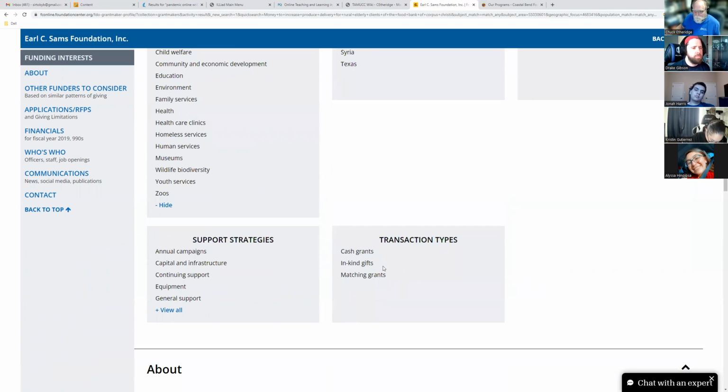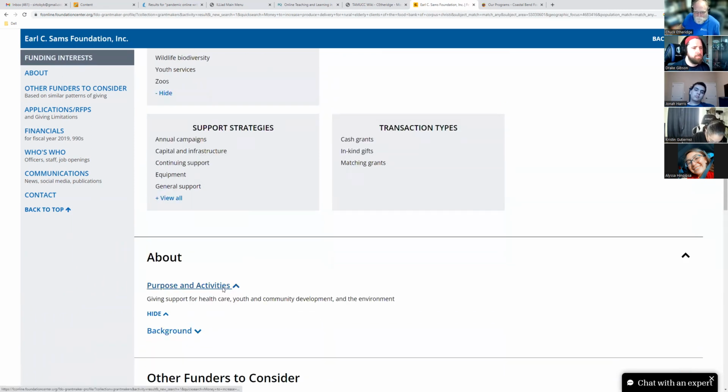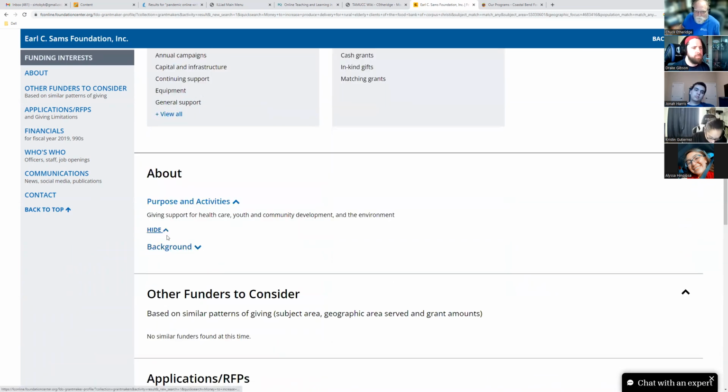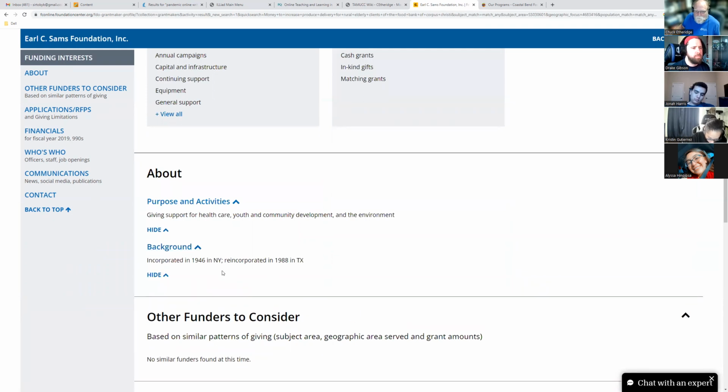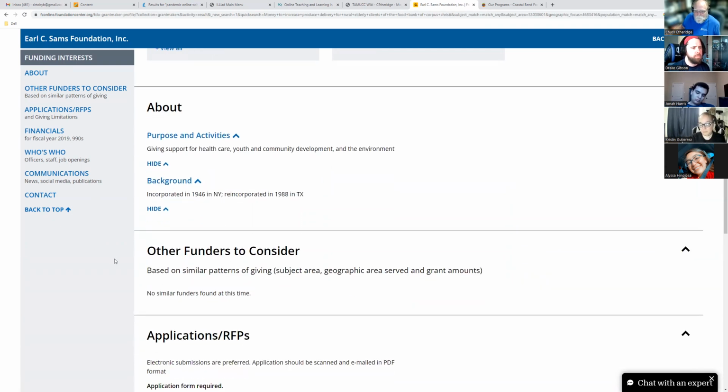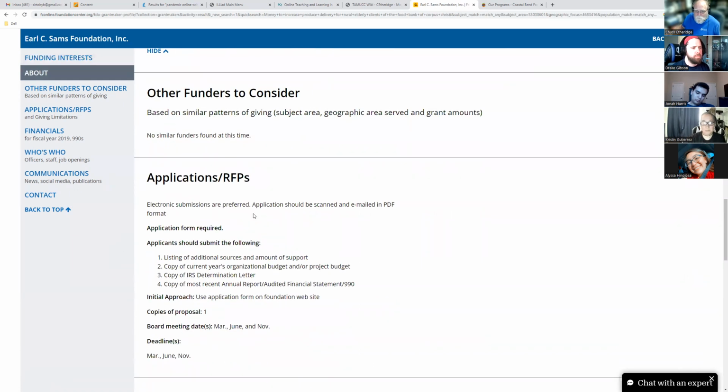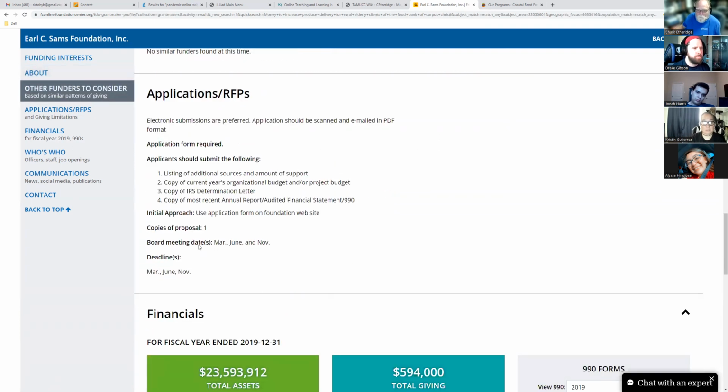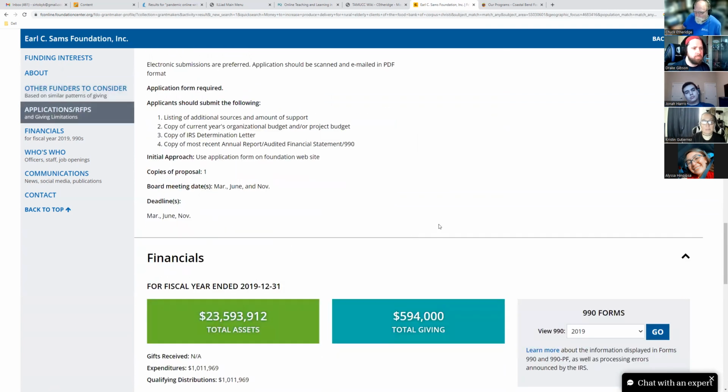They do cash grants, in-kind gifts, matching grants, healthcare, youth and community development, and the environment. Background: incorporated in Texas. So what do they want? They want electronic submissions. There's an application form required. They want the supporting material. Deadlines are March, June, and November. So probably we won't get it done before March, but it doesn't say when in March. Certainly we could meet the June deadline as well.